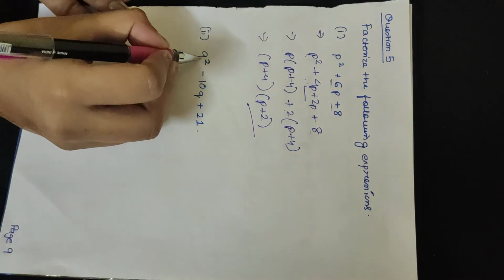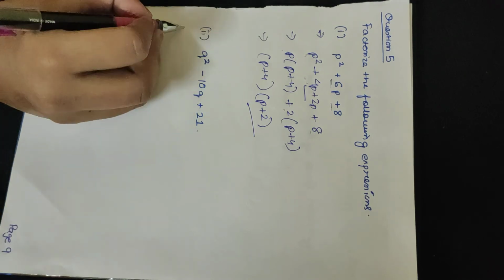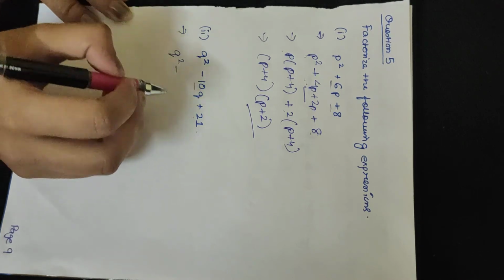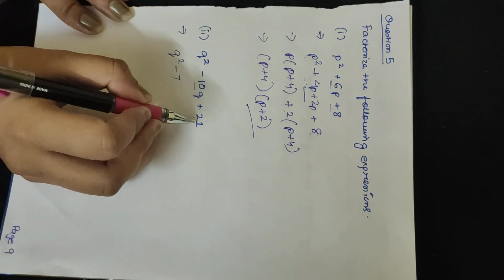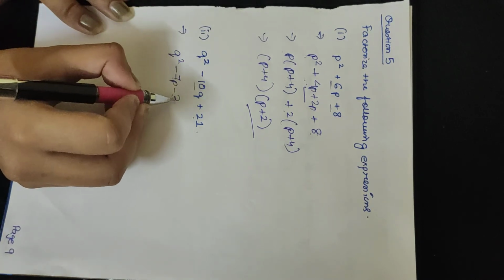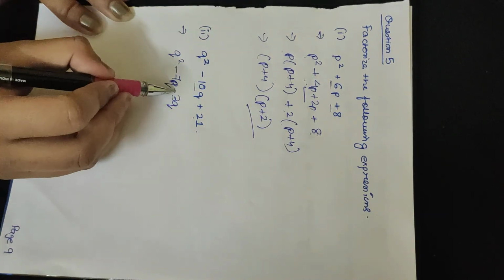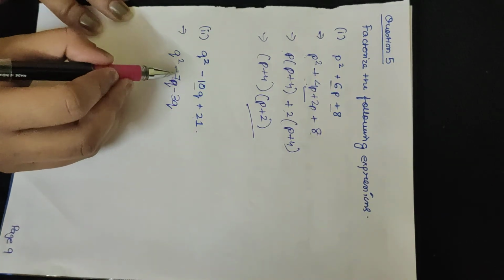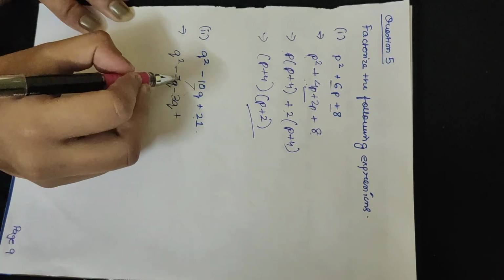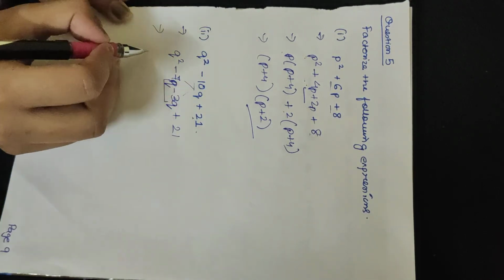So for the second one, which is question number 5 part 2, q square minus 10q plus 21. How can we represent this one? We can represent 21 as 7 times 3, right? So q square minus 3q minus 7q plus 21. So we are just breaking it into a simpler form.